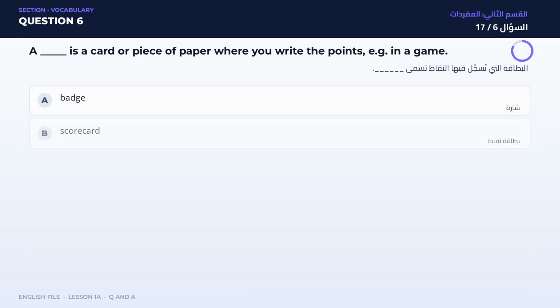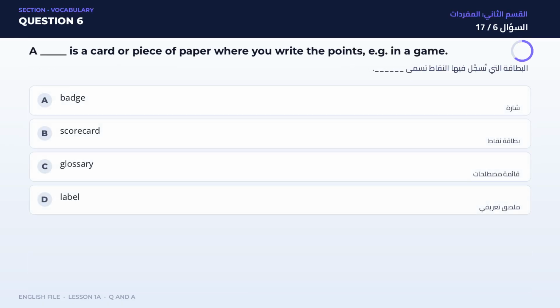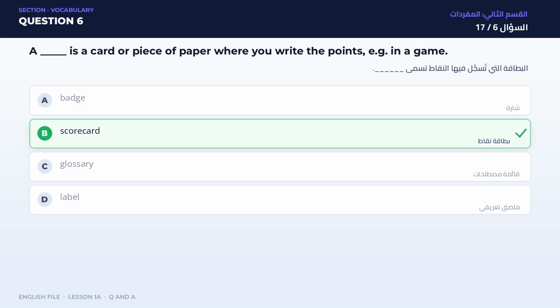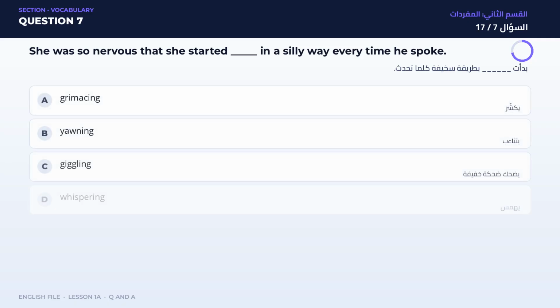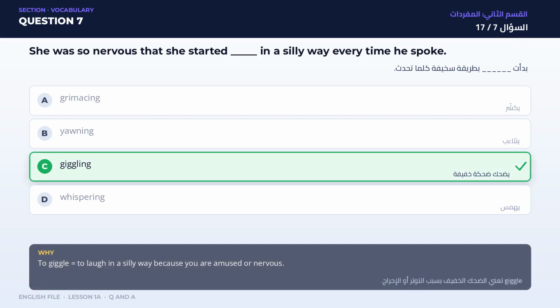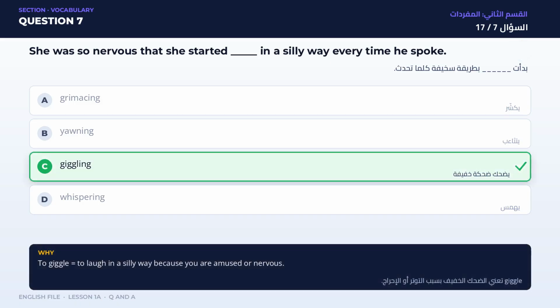Section 2. Vocabulary. Question 6. A card where you write the points is a blank. B. A scorecard. A badge is the thing you wear on your clothes. Question 7. She started blank in a silly way every time he spoke. C. Giggling. To giggle is to laugh in a silly way because you are amused or nervous.